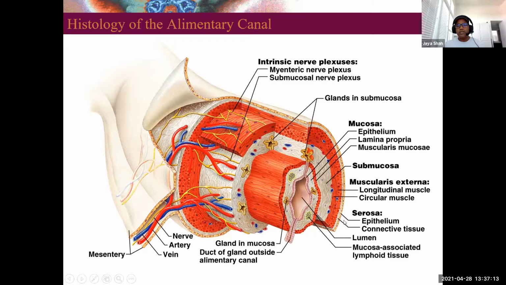tissue. So outside is epithelium, which is lying on the connective tissue, and it has 2 layers we're going to talk about later. One, which is attached to the wall, is called visceral peritoneum, and the other, which is attached to the body wall, is called parietal peritoneum. And when they fuse together, we call them mesentery. You can see the mesentery here. Through this mesentery, all the arteries, veins, and nerves enter the wall of your GI tract.